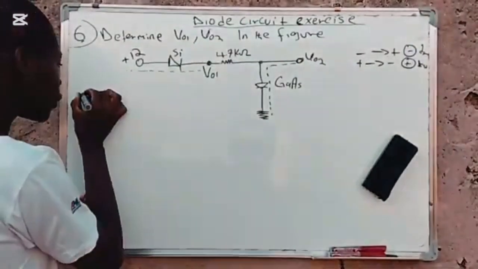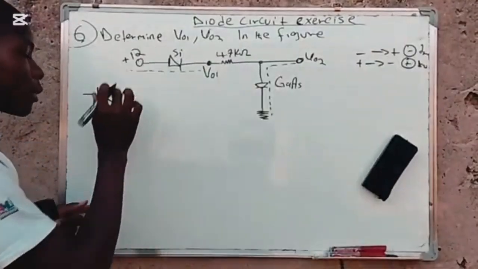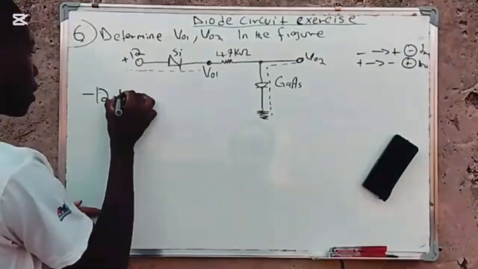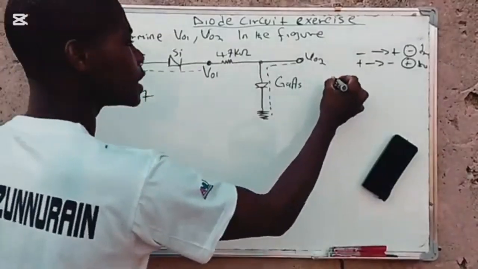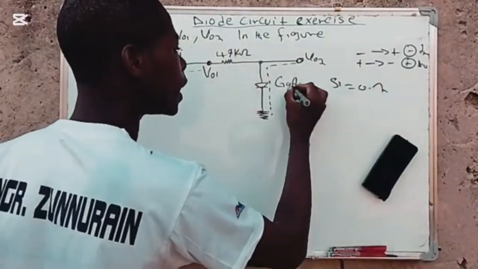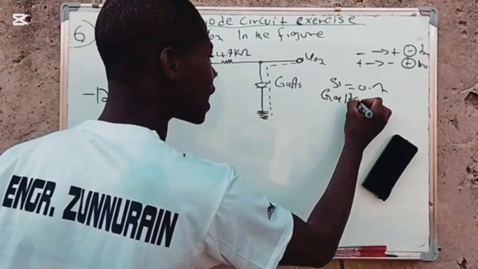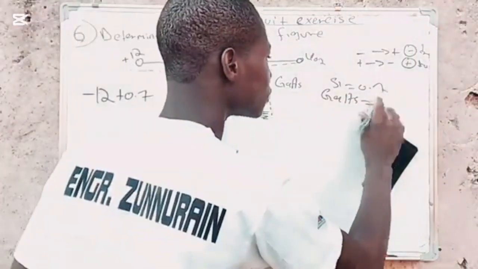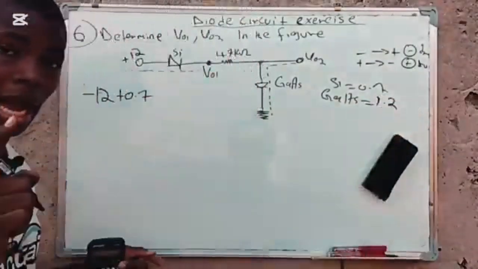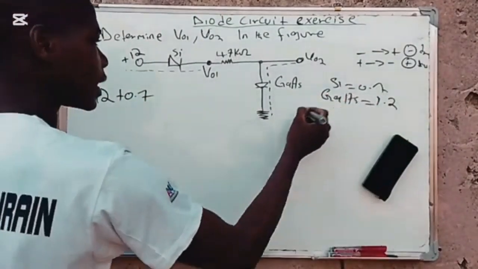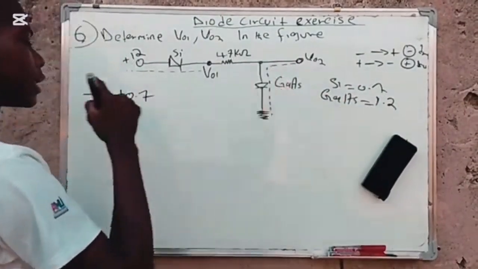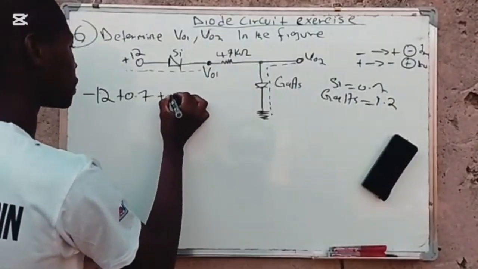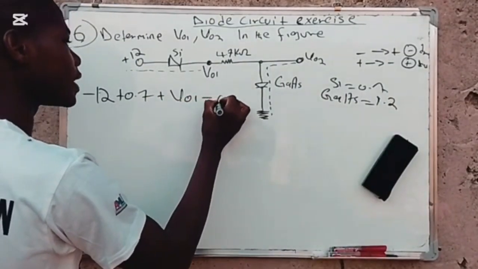So let's drop it and see what we are going to get. You all know that if we drop this to a voltage, the rest must rise. So therefore plus 0.7. The silicon diode is 0.7. And take note, gallium arsenide is 1.2. This is gallium arsenide, this diode. So therefore I have to say minus, okay, sorry, plus VO1 equals 0.